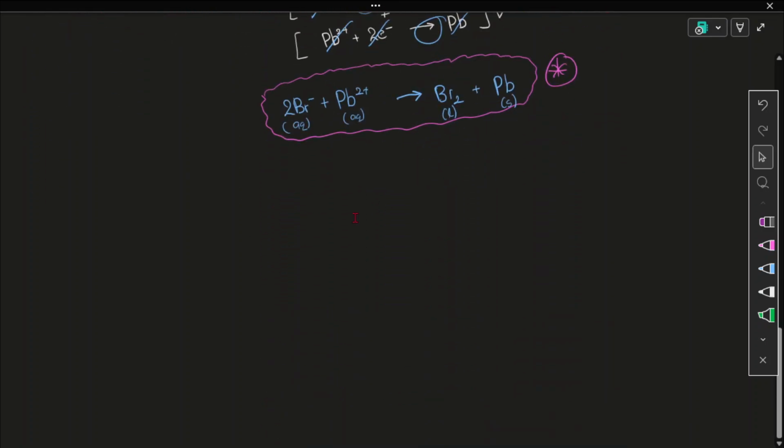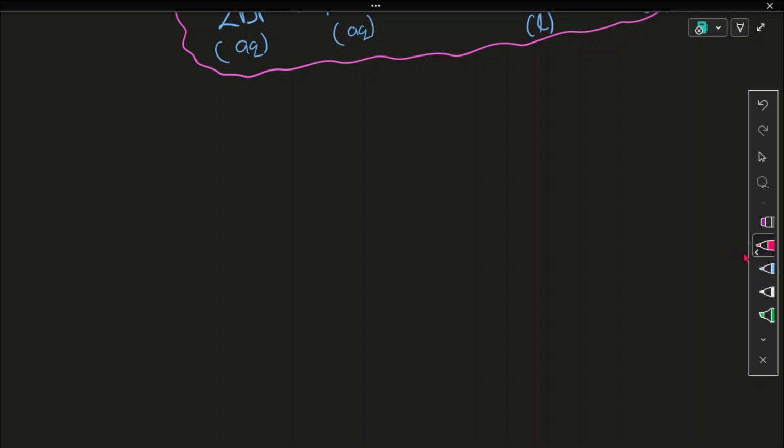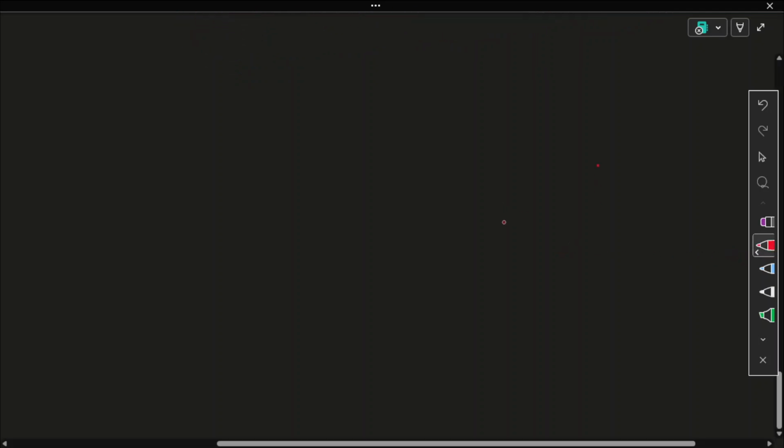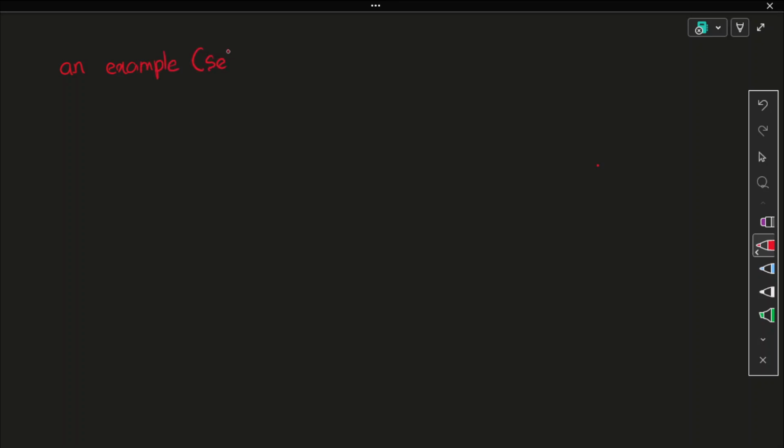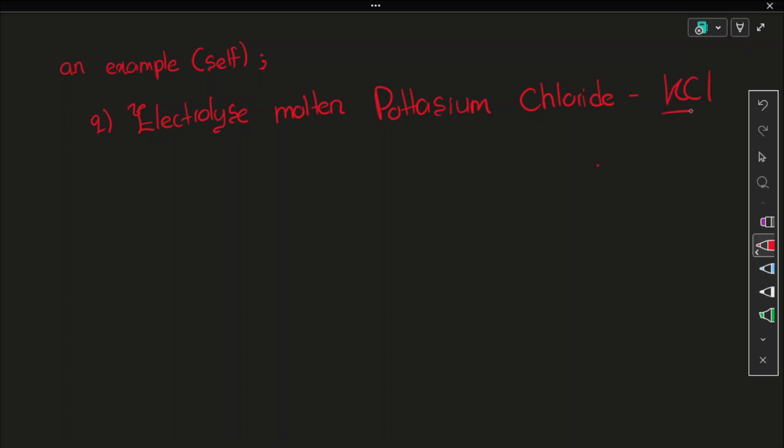Okay, so just to really check your knowledge, I want you to do this. This will be a self question. Of course, I will discuss the answers right here in this session as well. I want you to do this first of all on your own. So a self example. On your own, I want you to electrolyze molten potassium chloride. If you don't know what potassium chloride is, KCl.